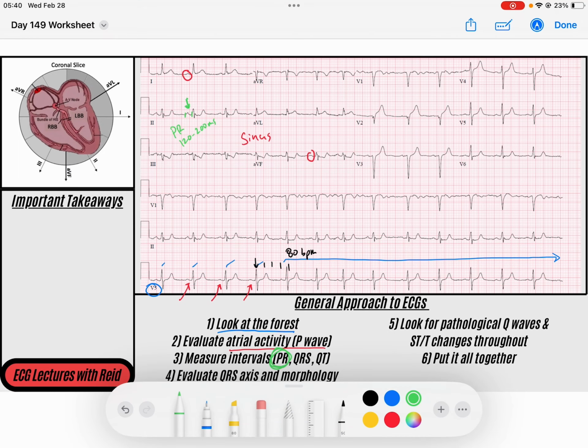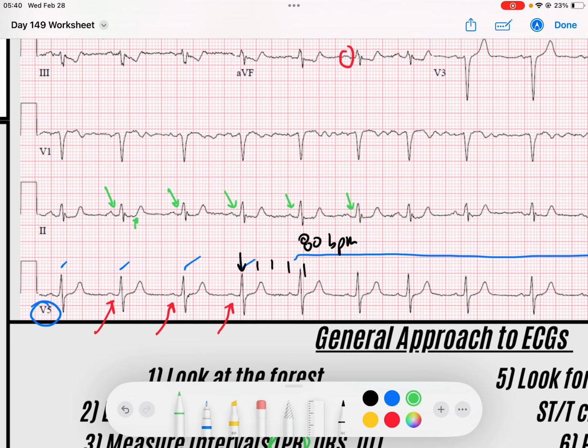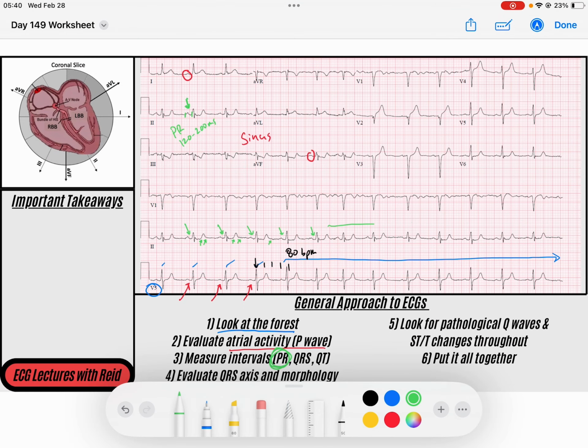But I know that we need to scan through and make sure that every P wave conducts to a QRS, that there are no P waves hidden in between, like on top of a T wave or an ST segment. If you scan through this strip, you see that doesn't seem to be the case. Every time a signal gets to the AV node, the AV node conducts that signal down, and we get a nice narrow QRS.